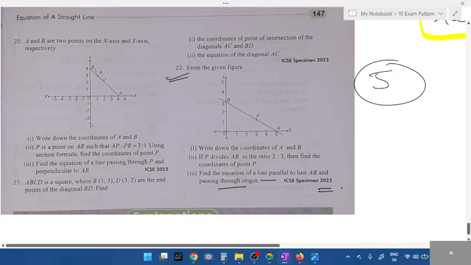Find the coordinates of P. After 5 minutes, I'll solve this. I want all of you to try. 22nd question.